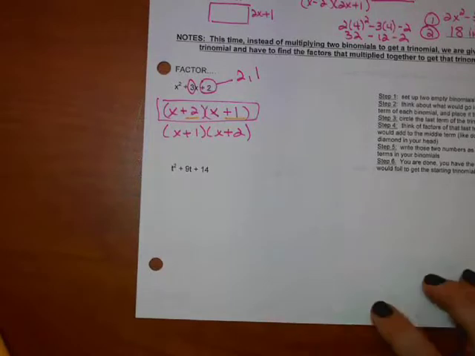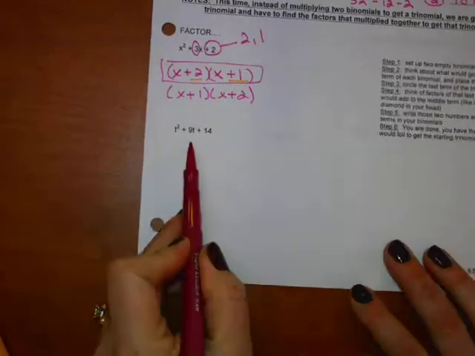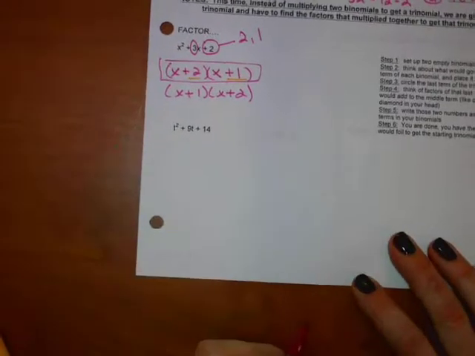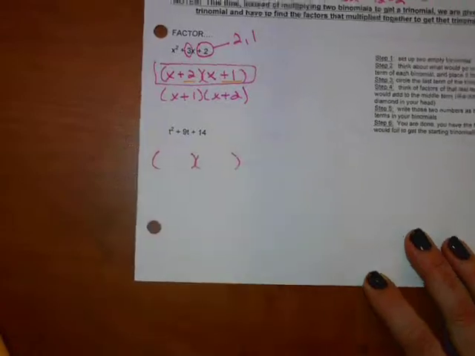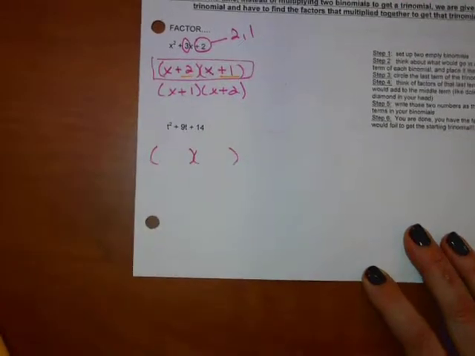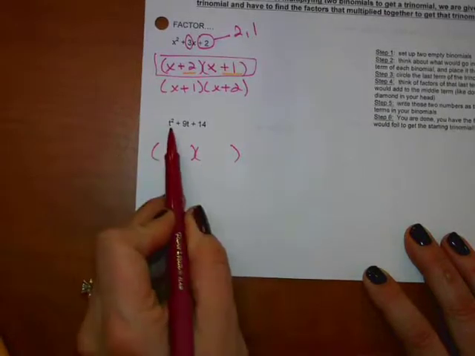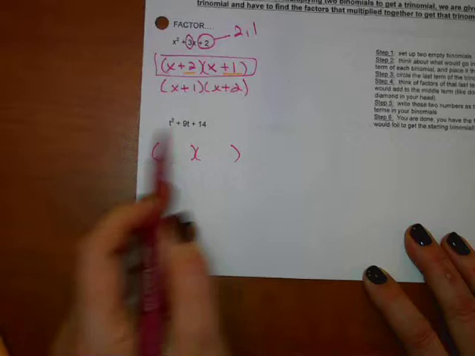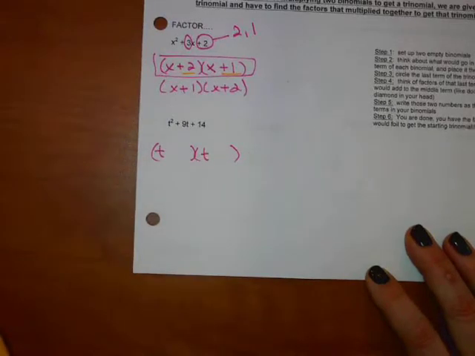All right, let's do another one. We're going to take this trinomial. What's the first step, you guys? Set up your empty binomials. What would I multiply together that has to be in front of these to get t squared? T and t. Okay? What's the next step?